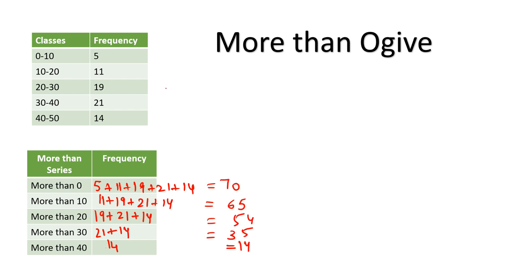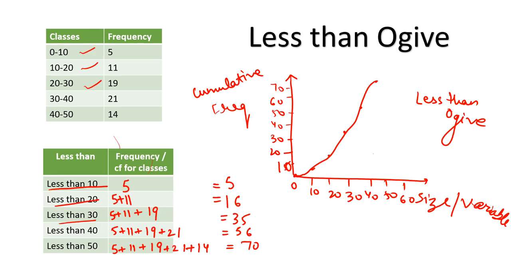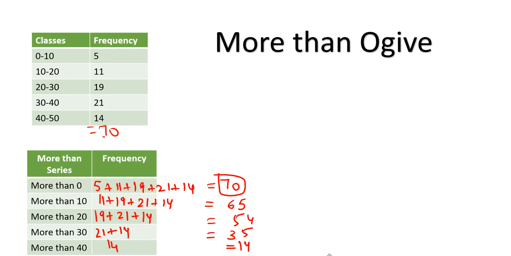So now we need to see one thing. When we are saying more than 0, this is our total sum of frequencies. This is the total of these, which is equal to 70. Similarly, in our previous slide, less than 50 means total frequencies. That is our N. Right? So now we'll simply plot our more than ogive once again.